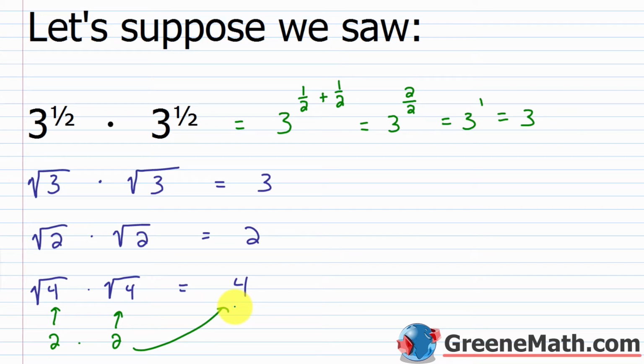So in each case, I could rewrite these. I could say this is really 2 to the power of 1/2 times 2 to the power of 1/2, which equals 2, right? It's 2 to the power of 1/2 plus 1/2, which is 2 to the power of 1. In this case, I can say this is 4 to the power of 1/2 times 4 to the power of 1/2, which is 4. So having a number raised to the power of 1/2 is the same thing as taking the square root of the number. It's just how we write it with exponents.